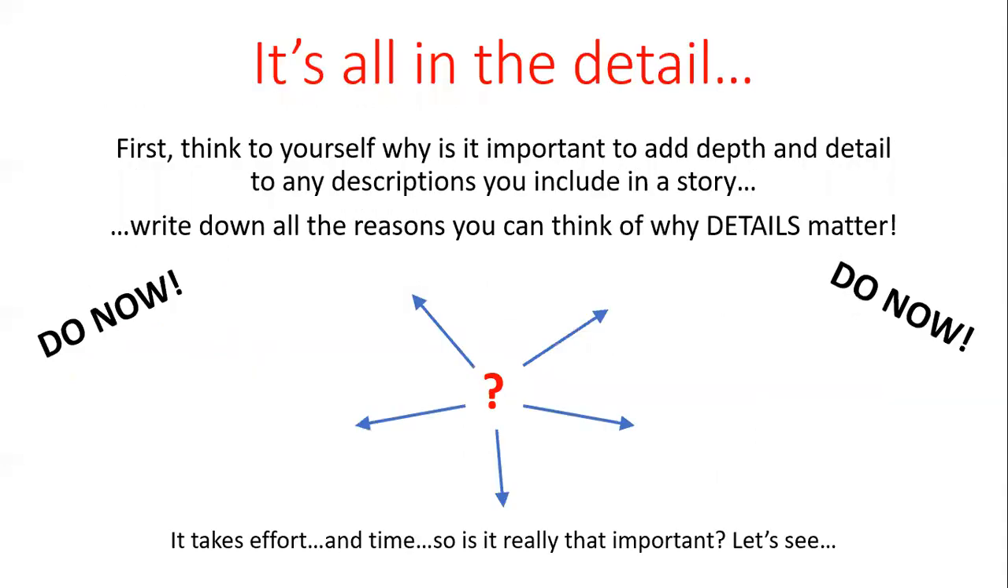So session 1, it's all in the detail. The first thing we want you to do is think, why is it important to add detail and add depth to any descriptions that you're including in your story? So why is it important to have a detailed description of the setting? Why is it important to have a detailed description about characters or events that are going on in your story? And try and make a bit of a mind map or a list and write down all the reasons you can think of why details matter. So just pause this video, write down as many reasons as you can, and then we'll share them with your teacher in a moment.